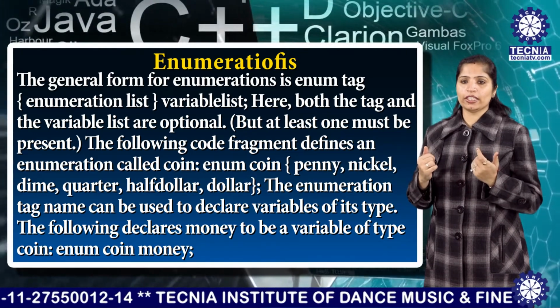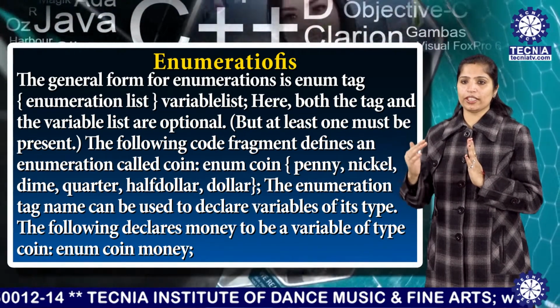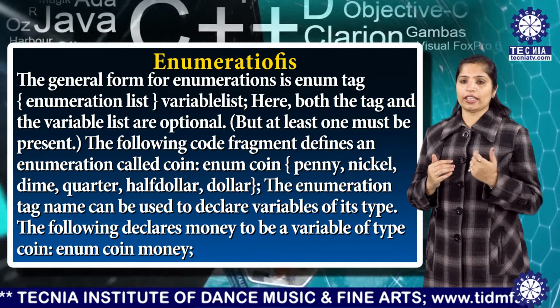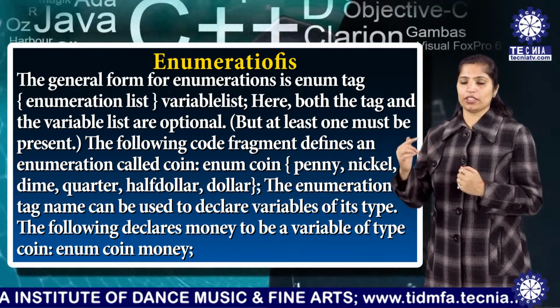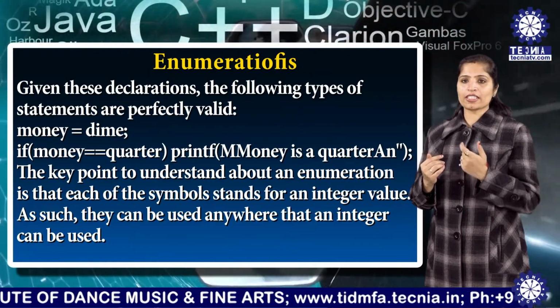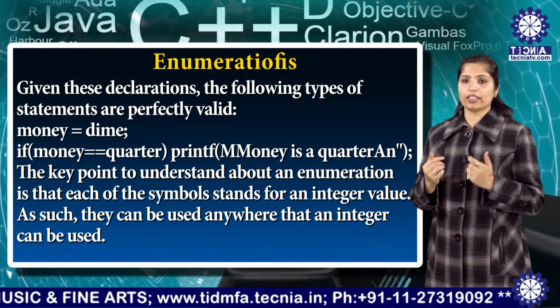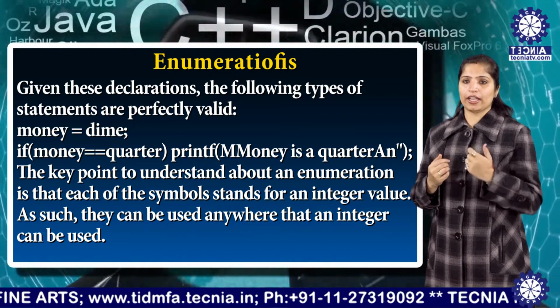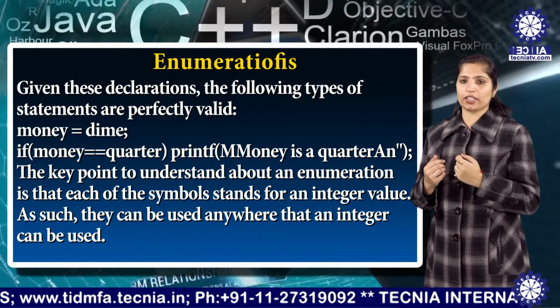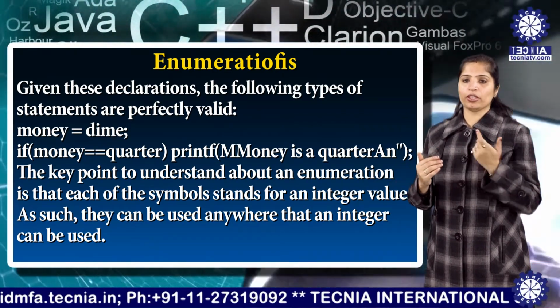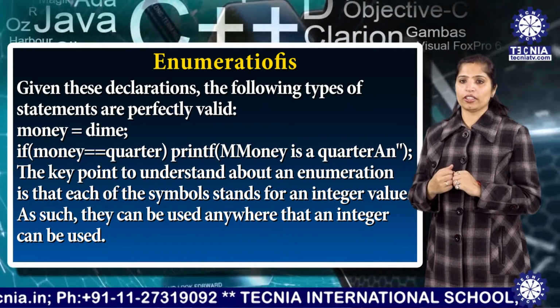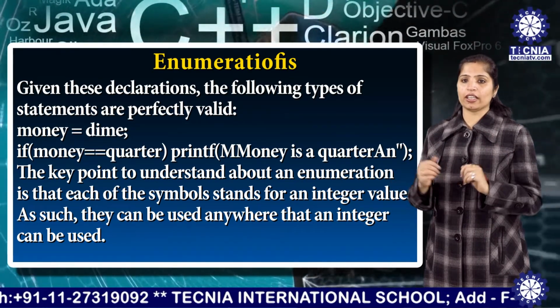So, the following declares a variable money of the type coin, like enum coin money with the semicolon. Given these declarations, the following types of statements are perfectly valid, like money equals dime. And if money equals quarter, then we can print that the money is a quarter. Here we are comparing money and the quarter.